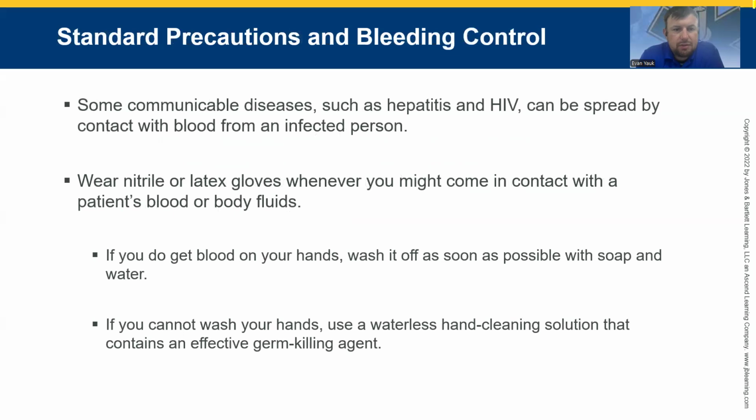Some diseases such as hepatitis and HIV can be spread by contact with blood from an infected person. Wear your gloves all the time. By the time you get out of the ambulance, you should be putting your gloves on. Or if you're responding in your private vehicle, keep gloves on you. If you do get blood on your hands, wash it as soon as possible with soap and water. If you cannot wash your hands, use a waterless hand cleaning solution that contains an effective germ killing agent.